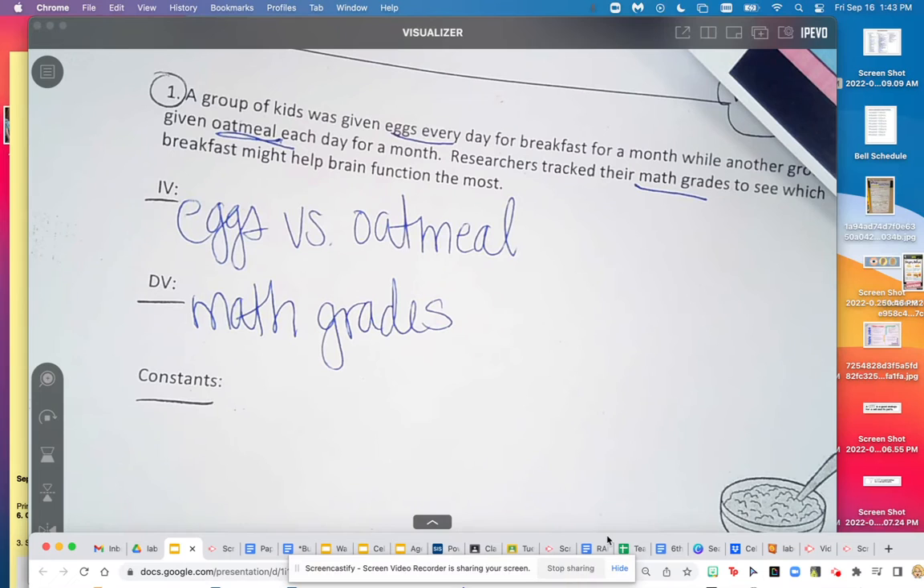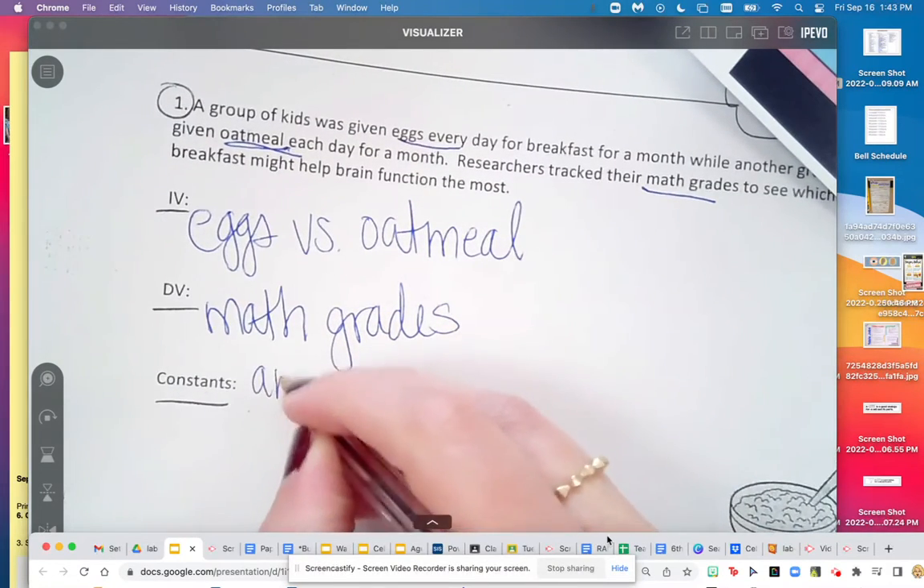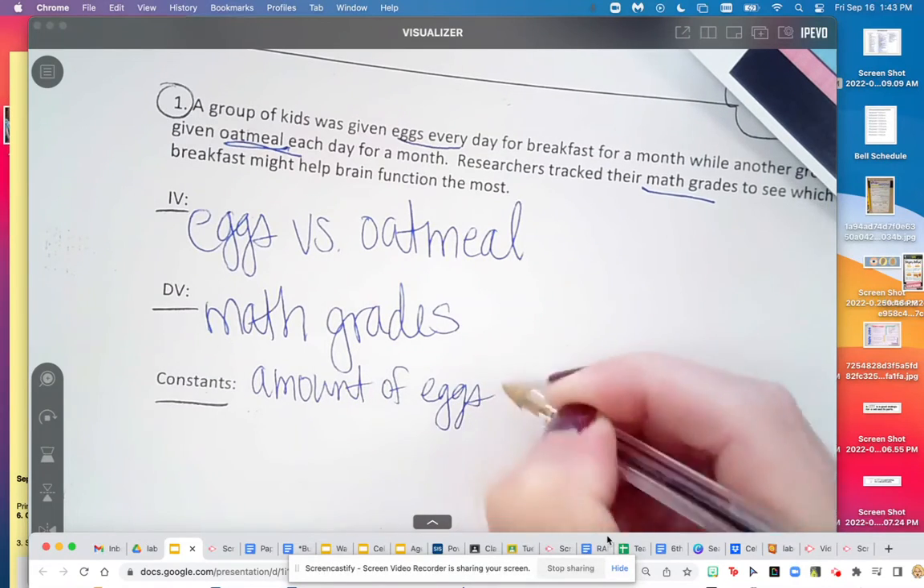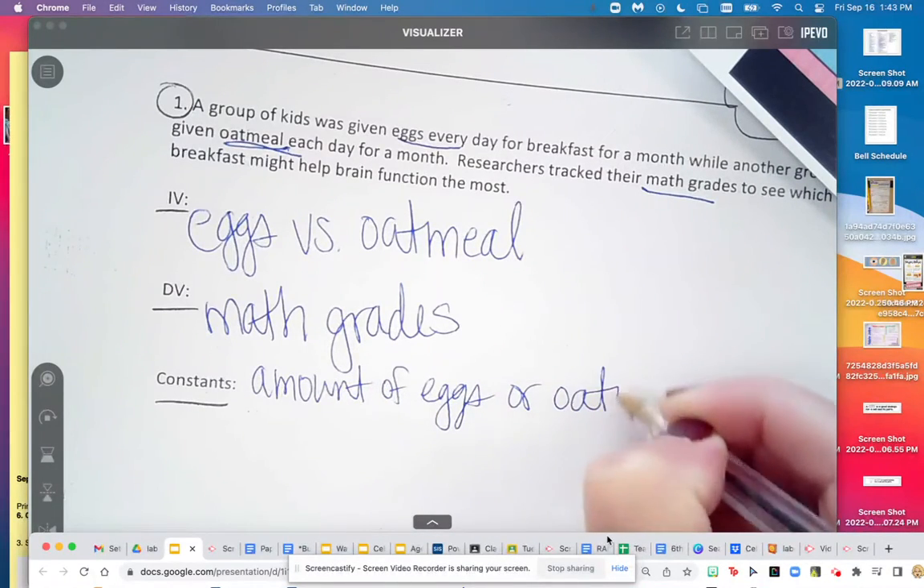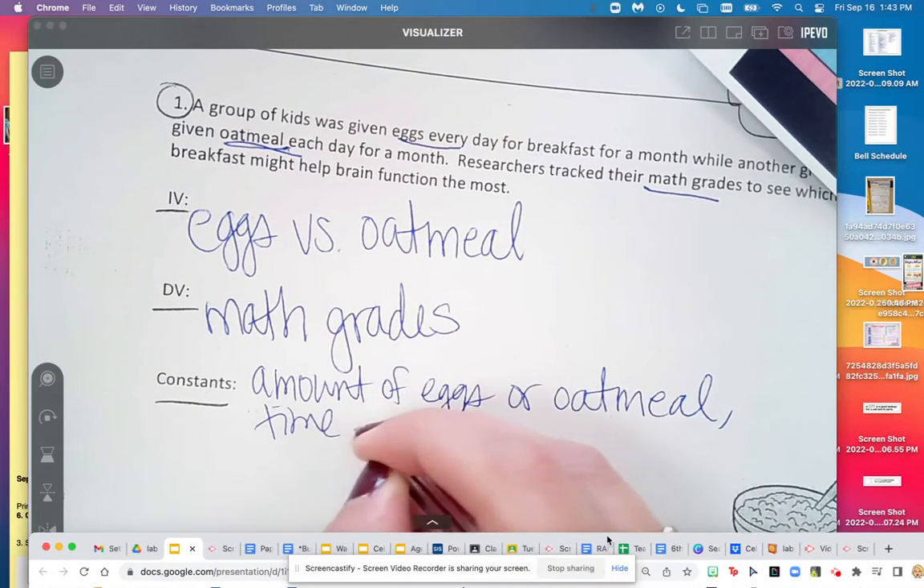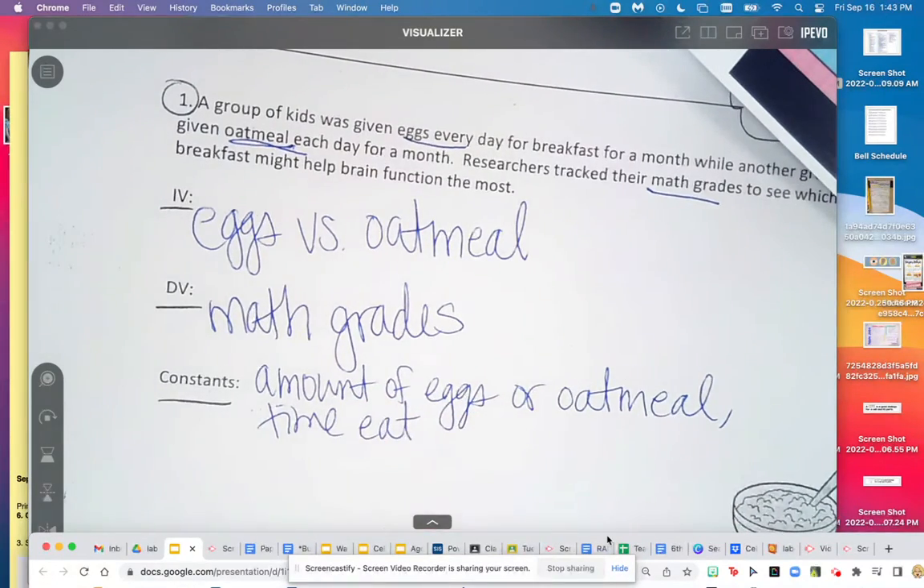So let's think about some. What would have to stay the same? Well, maybe the amount of eggs or oatmeal that you give every day would have to stay the same. Probably the time that the groups eat would have to be the same, right? Because if a group eats at 8 a.m. versus 10 a.m., that might change their math scores.